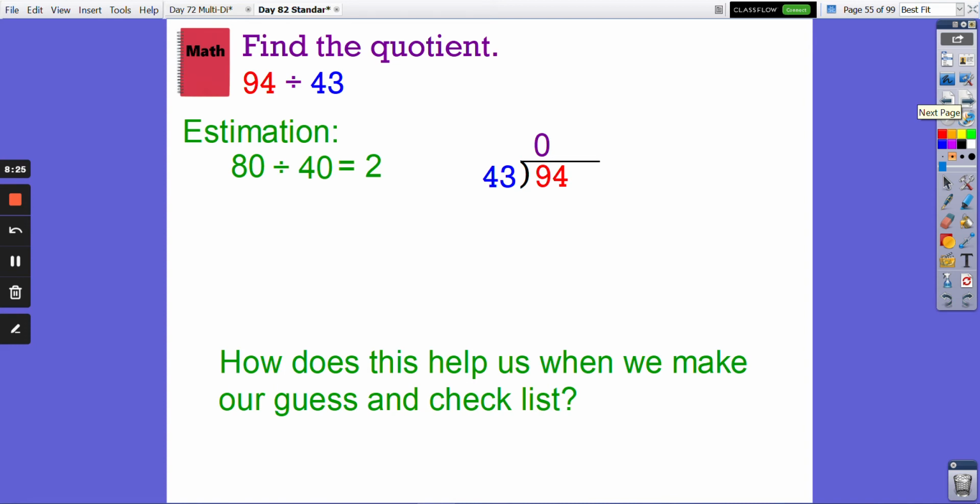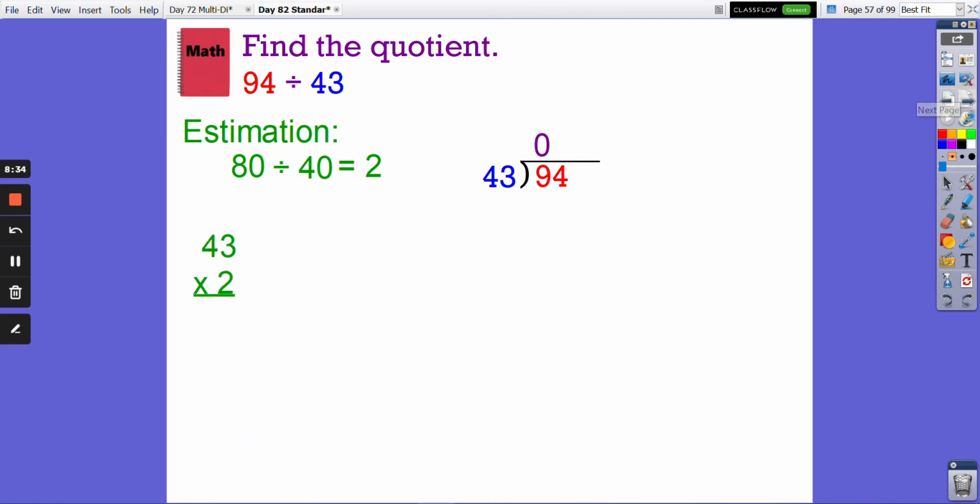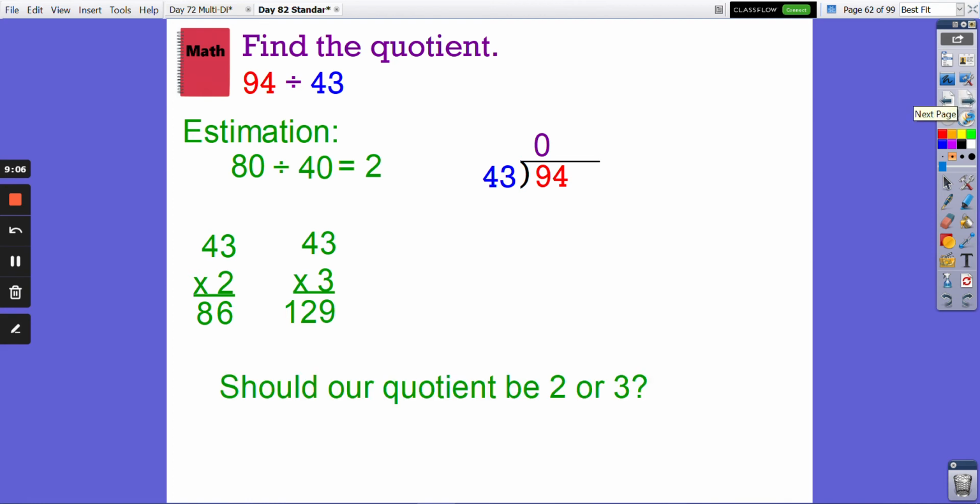How does this help us when we make our guess and check list? If 80 divided by 40 is 2, it gives us a place to start. So we know we can start with multiplying 43 by 2. Because our estimation says 2, we can start at 2. What is 43 times 2? It is 86. Let's see if we can go one more time. Let's just check. So let's do times 3. 129, that's too much. We won't have enough to make 3 full groups, right? So 43 times 2 is 86, so we're going to go with 2. That's the most we can do without going over.